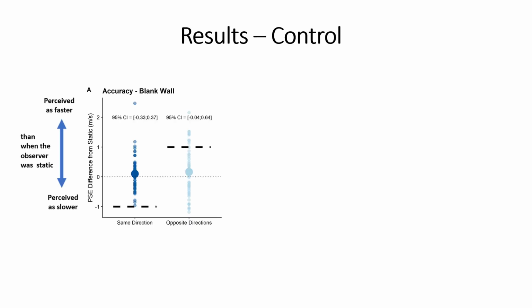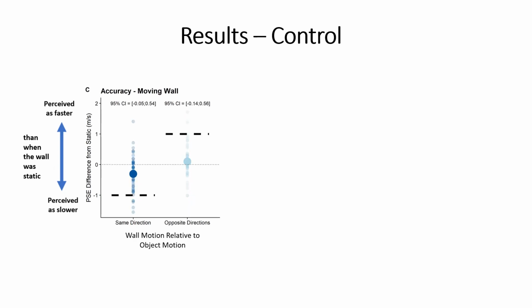Moving on to the control conditions, let's start with the accuracy data again. So here we have the PSEs for the blank wall condition, where we expected very similar results to the main experimental condition. And yeah, that was pretty much what we found. Pretty good compensation in the same direction condition and still an acceptable compensation, pretty good compensation actually, in the opposite direction condition, at about 65% on average.